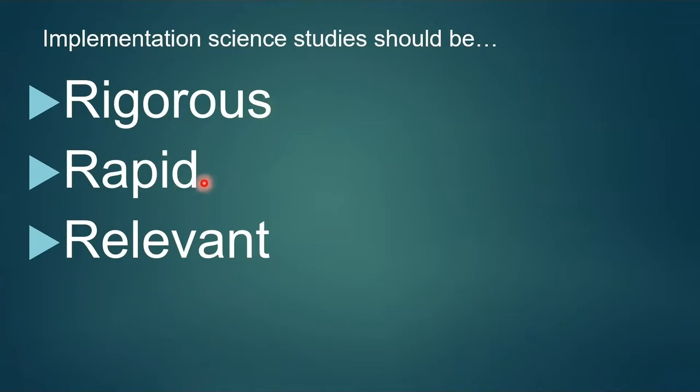Rapid is another key feature of implementation science studies. Implementation science is policy-driven, program-driven, driven by immediate, urgent public health needs for which there are evidence-based interventions that are not adequately scaled up and scaled out within countries and between countries. The point of rapidity is to get these studies done as quickly as possible so we can get these evidence-based interventions out and increase public health as quickly and efficiently as possible.